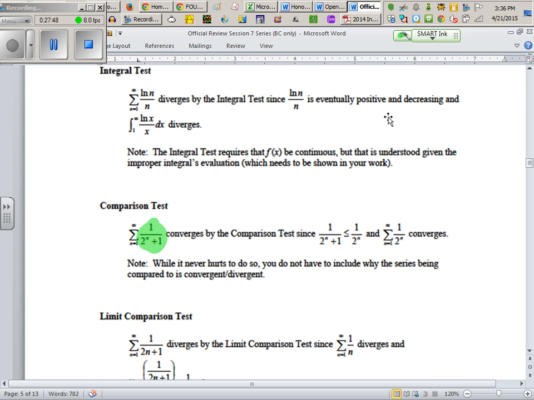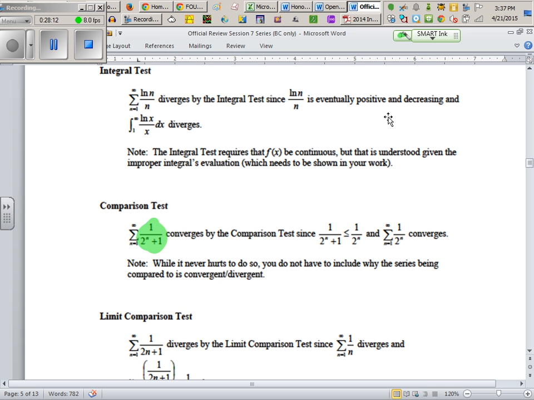Now, do you have to defend in your writing why 1 over 2 to the n converges? Or can you just state that it's a known convergent? Do you guys understand the question? If we're going to be comparing 1 over 2 to the n plus 1 to 1 over 2 to the n, do we have to defend that 1 over 2 to the n is convergent? Do we have to show proof or something for that?